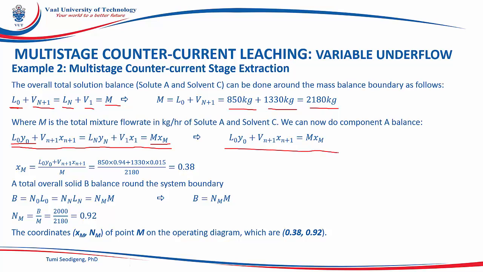You can rearrange that equation, and since the only unknown there is the composition or the mass fraction of solute A in the M stream, you can solve for that and find it to be 0.38.